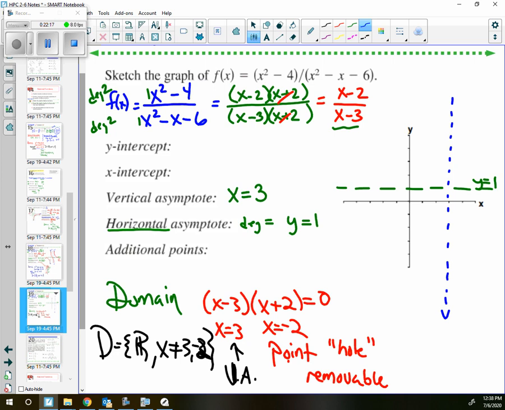So just be super careful. Make sure you simplify first. So x equals 3 is our vertical asymptote. All right, so let's take a peek and see if we can find our intercepts, because that'll help us with some points on the graph as well.